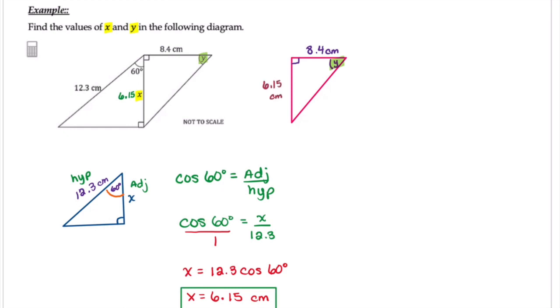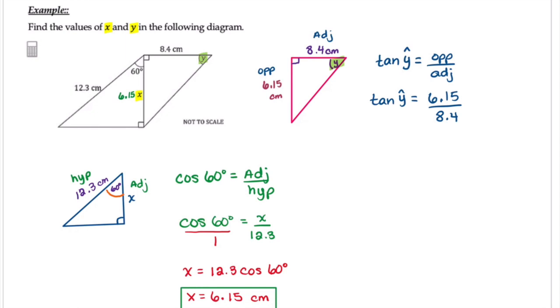So how are we going to solve for y? What information do I have to that angle? We have the opposite side to that angle, and we have the adjacent side to that angle. So which ratio deals with opposite and adjacent? Tangent. Tangent of angle y is equal to opposite side over adjacent side.